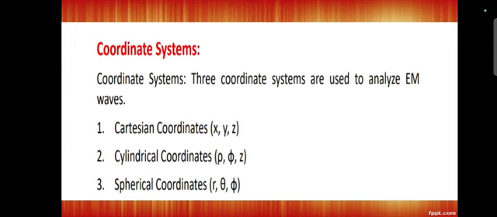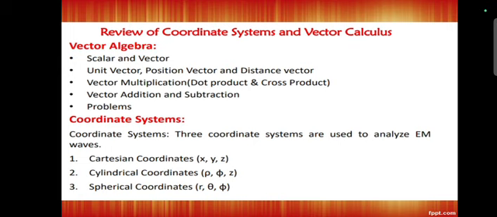Cartesian coordinate system is represented by the parameters x, y, z. Cylindrical coordinate system is represented by the parameters rho, phi, z, and similarly the spherical coordinate system is represented by r, theta, and phi. So before starting the coordinate systems, we have to review the vector algebra and vector calculus.